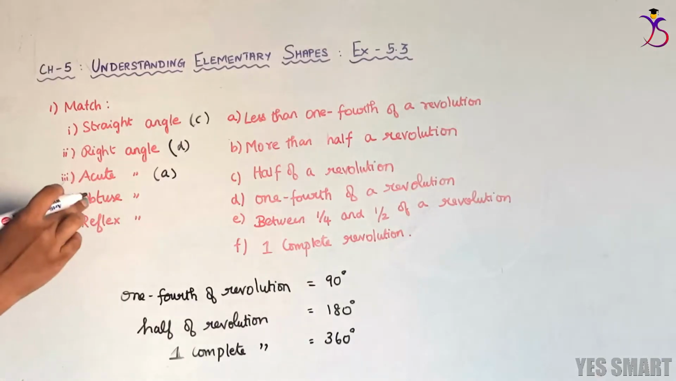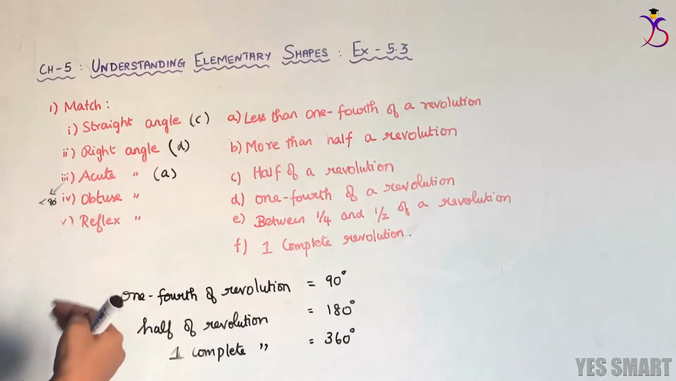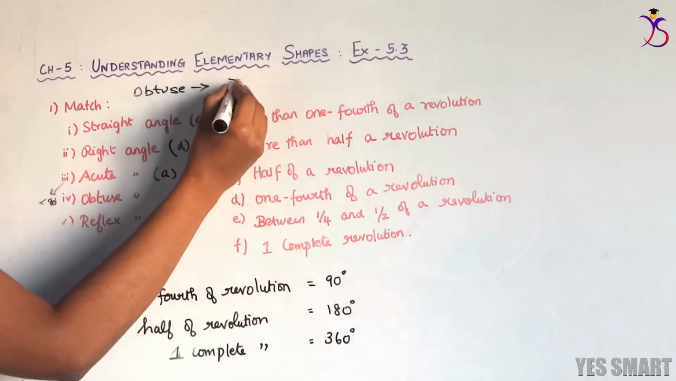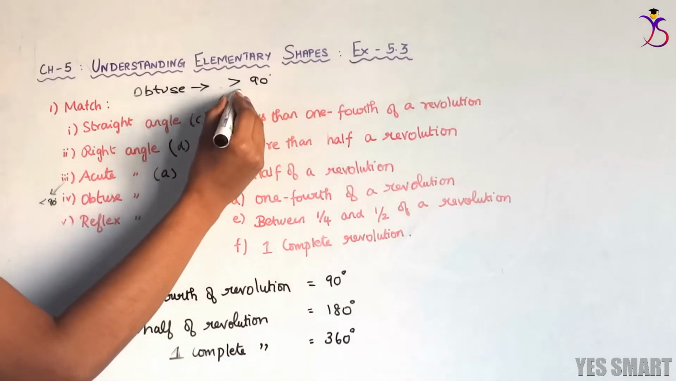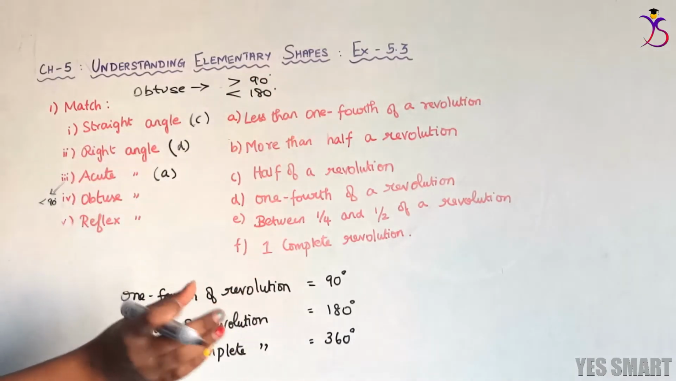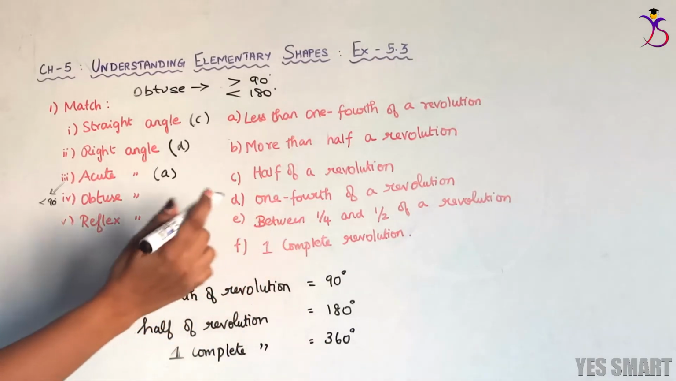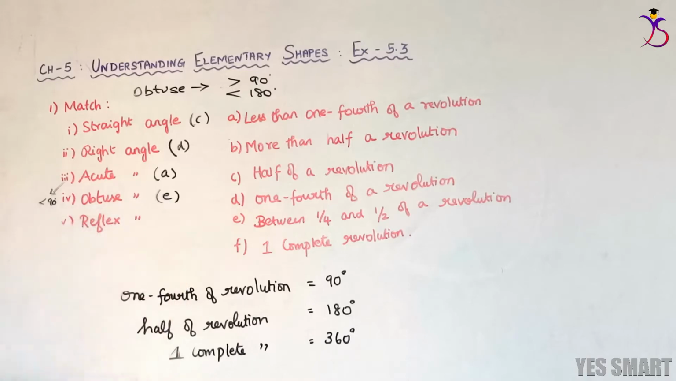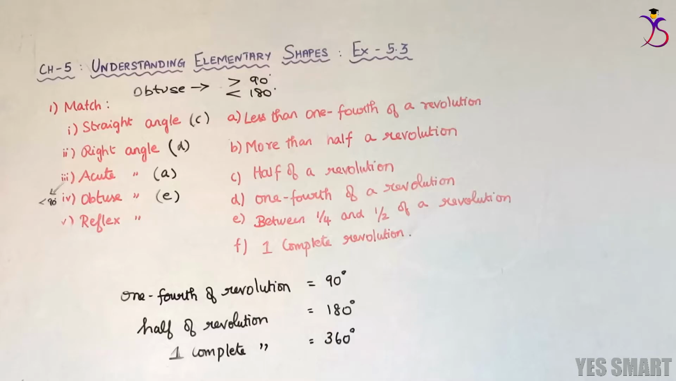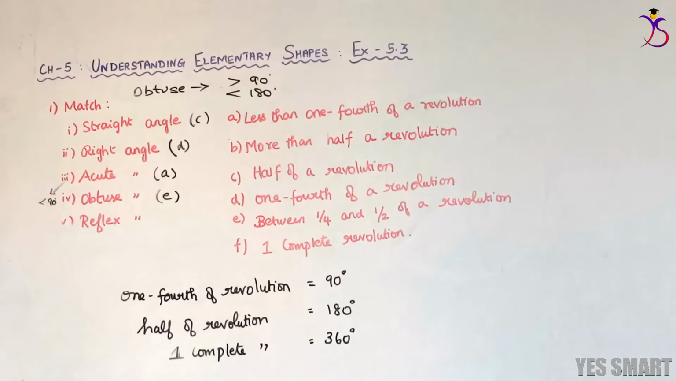Then comes the obtuse angle. Obtuse angle is always greater than 90 degrees but less than 180 degrees. Therefore it always lies between 90 and 180, that is, between 1/4 of a revolution and half of a revolution. On looking at the options, we have option E. Next we have the reflex angle, which is greater than 180 but less than 360. It should be greater than half of a revolution, that is option B, which is greater than 180.